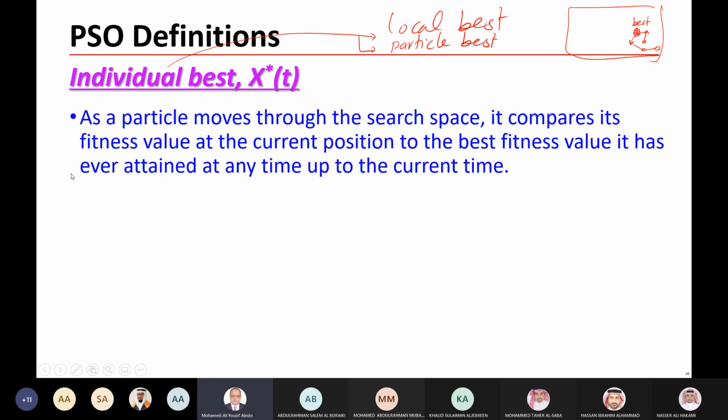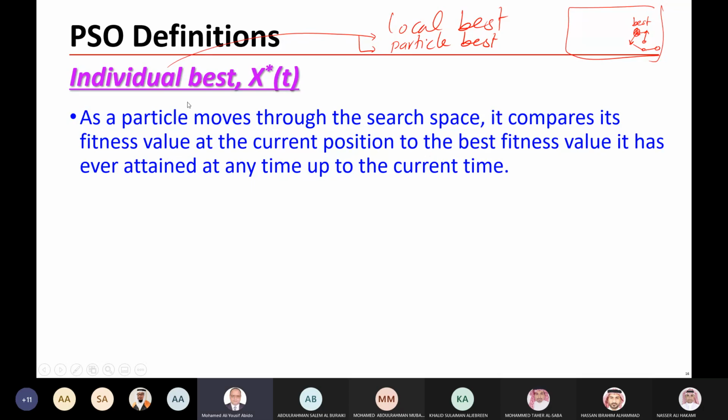So this is the best position. As a particle moves through the search space, it compares its fitness value at the current position to the best fitness value it has ever attained at any time up to the current time. History. Memory. You have a memory here. So you memorize the best position. So this is also another advantage of particle swarm. It has a flexible memory for the particles to remember where the best position is.